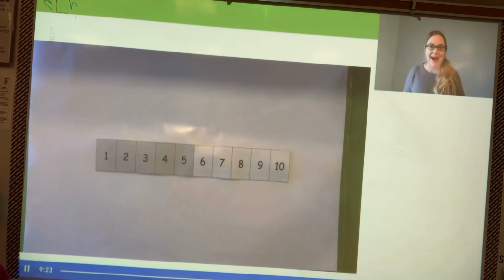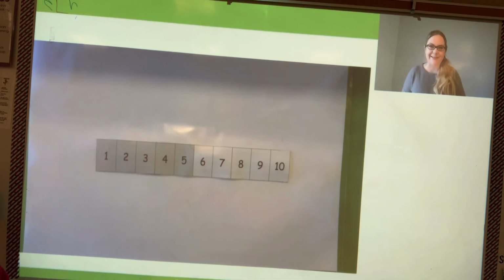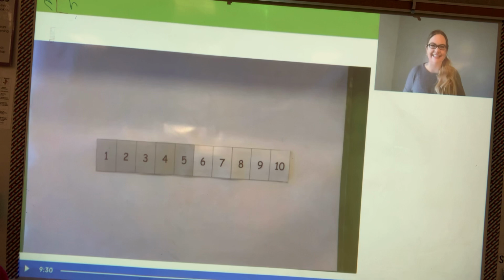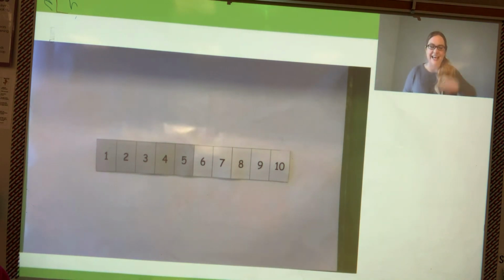David found 6 pine cones in the park. So show me 6 pine cones on your number path. Point to 6 on your number path. Estelle, point with your eraser or your finger. He looked and he looked, but he couldn't find any more. Then it was time to go, so he took his 6 pine cones home. How many pine cones does he have now?